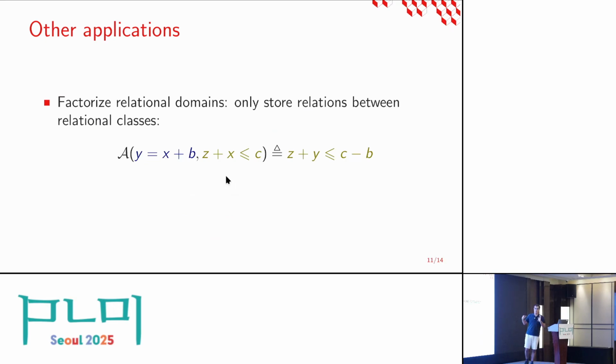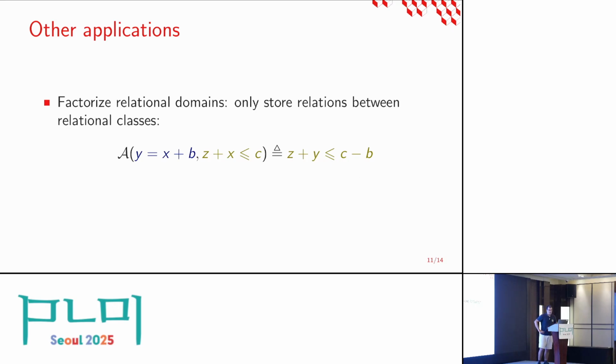And so this factorizing of other domains, I've presented it for non-relational domains, but you can also do it for other relational abstractions. For example, if you have an octagon domain, which tells you facts like z plus x is smaller than some constant, and you also know that y equals x plus b, well, you can just shift that relation along that and learn a similar octagon relation between x, z, and x, y.